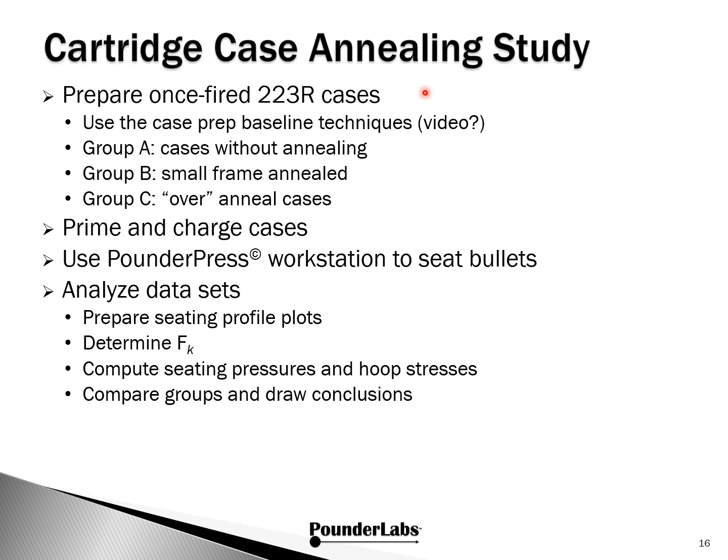Let's set up a study for annealing with 223 Remington cases. First of all, for the baselining technique we use for cartridge case preparation, please consider looking at that video we mentioned earlier. We're going to have three groups: once fired cases without annealing; what we call our small flame annealing technique, which is just a torch system, and be on the lookout for a video on that; and then we'll also over anneal cases. We'll prime and charge them and use the PounderPress workstation to seat the bullets.